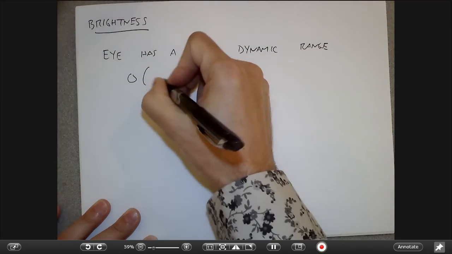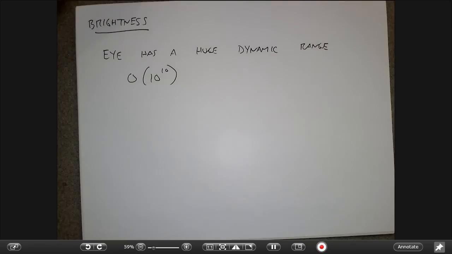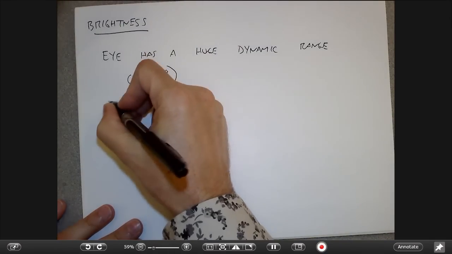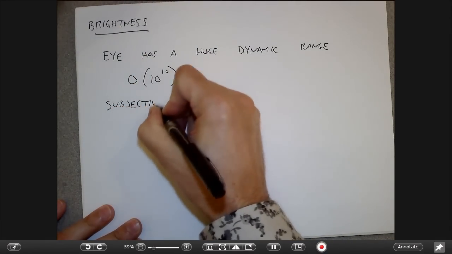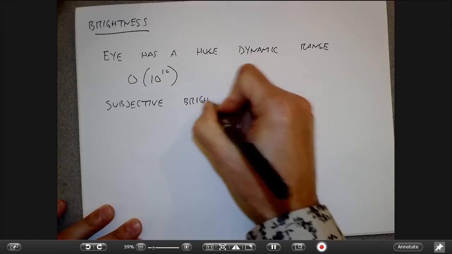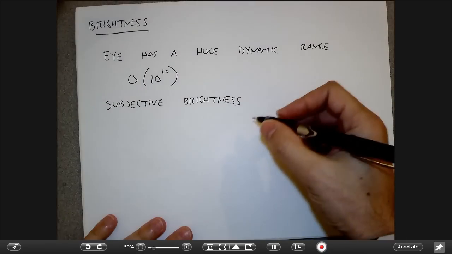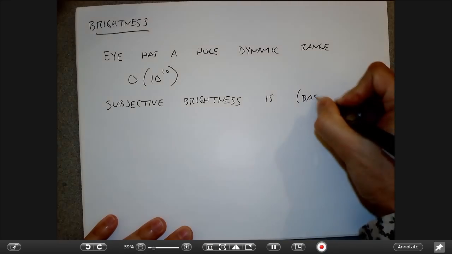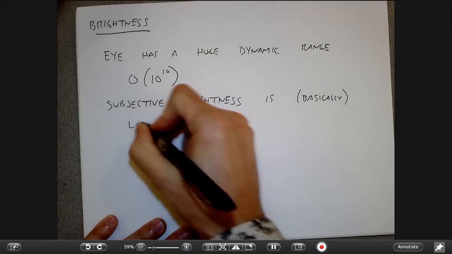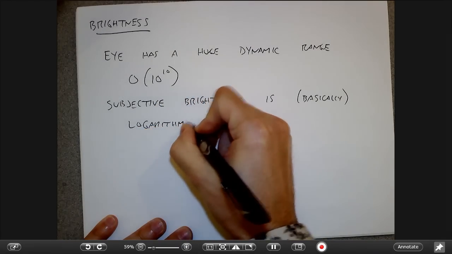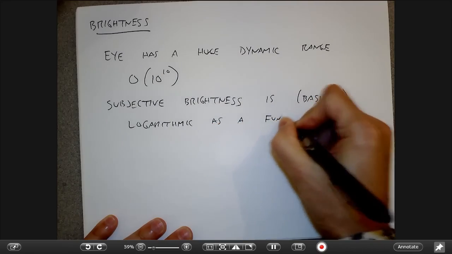On the order of 10 to the 10th difference between the darkest thing you can perceive and the lightest thing you can perceive, right? And subjective brightness, this is the kind of thing that's interesting. There's a sense of how bright something actually is in terms of a physical unit that you could measure with an objective device, and how brightly you perceive it as a human, right? So the subjective brightness is basically logarithmic as a function of intensity.